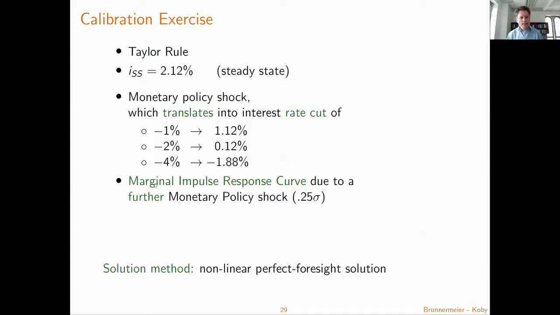And what we're looking at is these marginal impulse response curves due to a further monetary policy shock of, you know, a quarter of the sigma. So that's essentially what we're doing. That's our thought experiment. You have the initial steady state. Of course, at the steady state, if you do a marginal change, then it's never reversible. But you have an initial shock, a rate shock, let's say an extreme of 4%, then you will be at minus 1.88%. And now I move it a little bit further. What is this little bit further doing? Will it actually be contractionary or will it be accommodative? And everything is a nonlinear perfect foresight solution. So there's no uncertainty besides this zero probability shock coming from these monetary policy shocks.